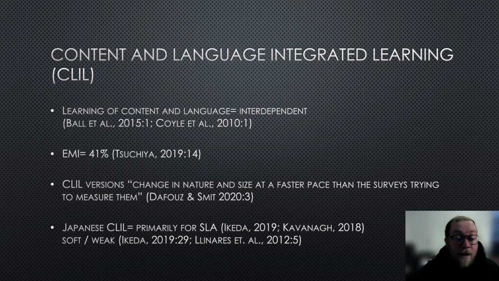But first, some background on CLIL. CLIL is a pedagogy that's widely used in European education, and it has the dual focus of language learning and content or subject discipline learning. CLIL is rapidly growing, with estimates that 41% of universities in Japan have an English medium program.